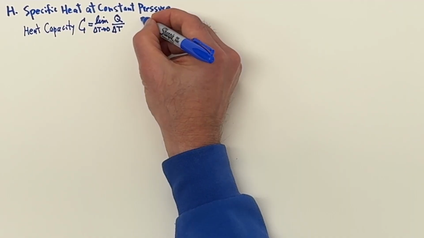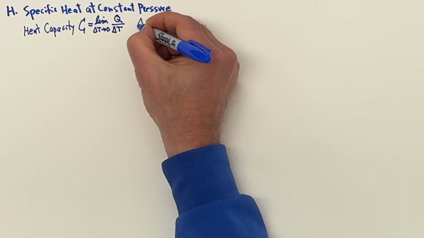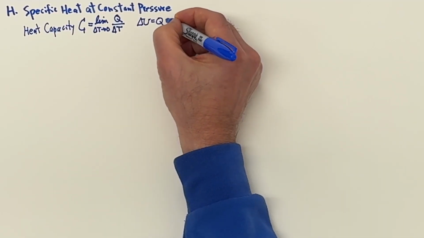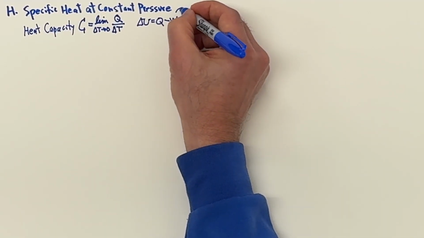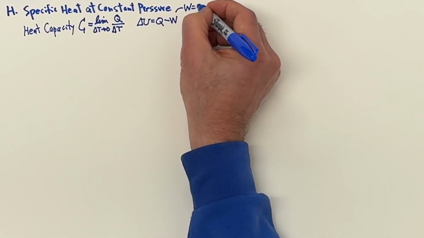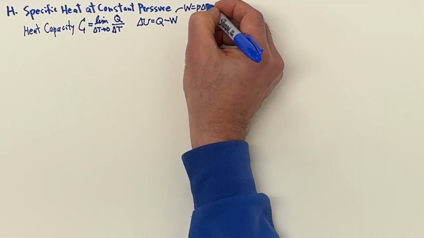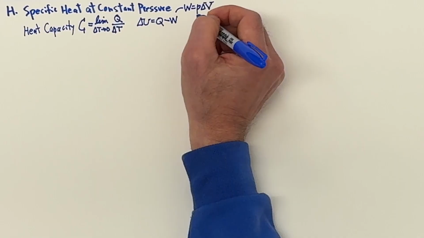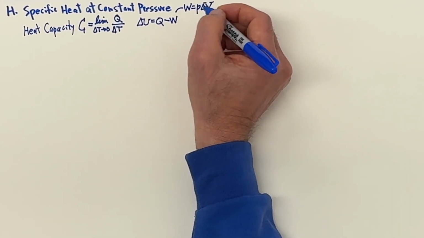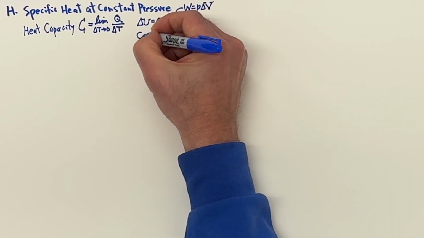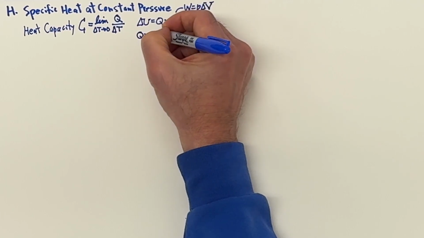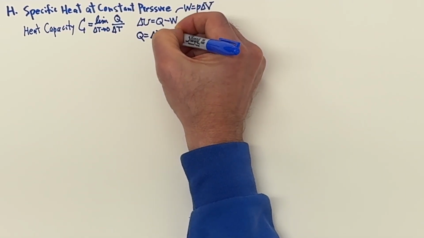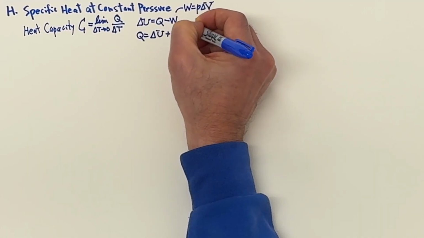We said that the first law of thermodynamics says that the change in the energy is the heat put into the system minus the work done, and the work done is the pressure times the change of volume. When the gas expands, it loses energy. So that's why we have the minus sign there. So that means that Q is equal to delta U plus the W, which is plus P delta V.